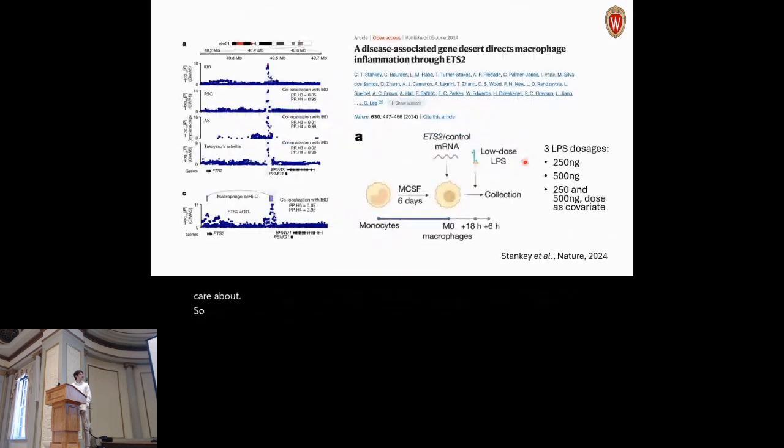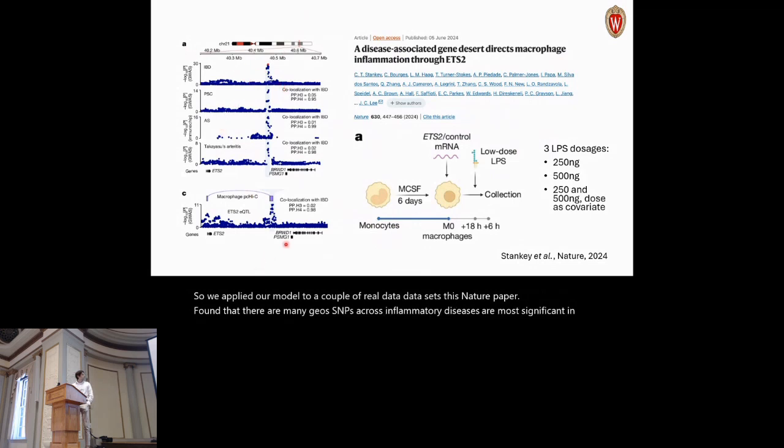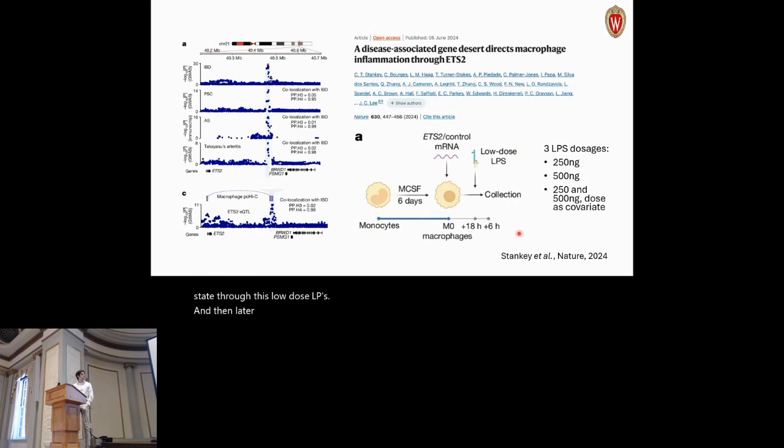So we applied our model to a couple of real data sets. This Nature paper found that there are many GWAS SNPs across inflammatory diseases, most significant in IBD. And through looking at eQTL data in macrophage data types, they're able to associate this GWAS peak with the gene ETS2. And then they later did additional functional follow-up experiments to show that they increased gene expression of ETS2 in macrophage cells and induced an inflammatory state through this low-dose LPS, and then later collected single-cell RNA sequencing data downstream.